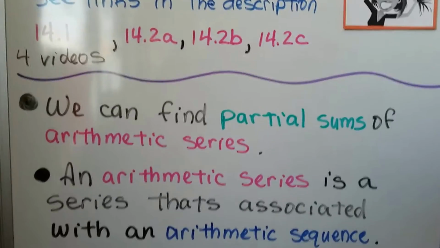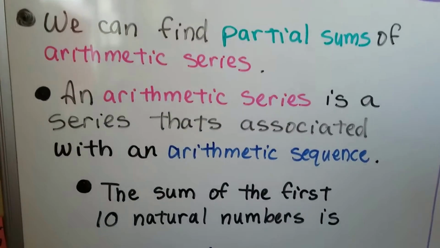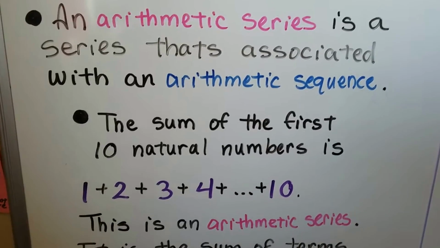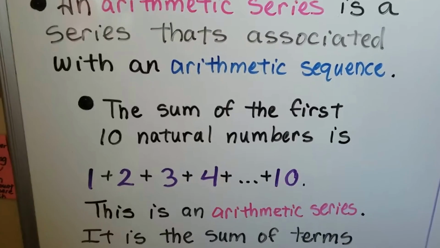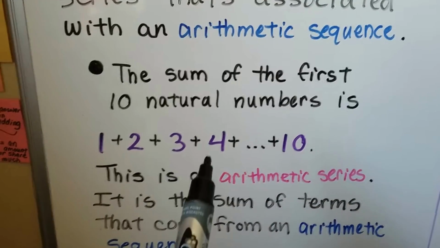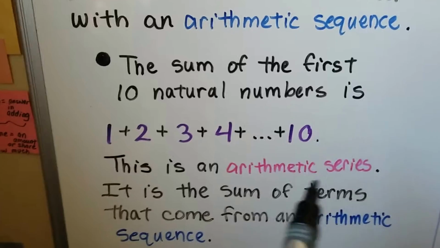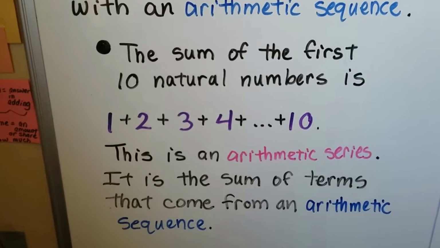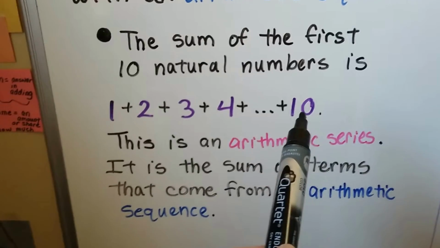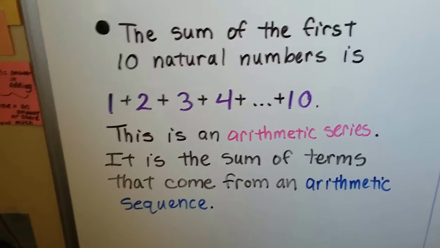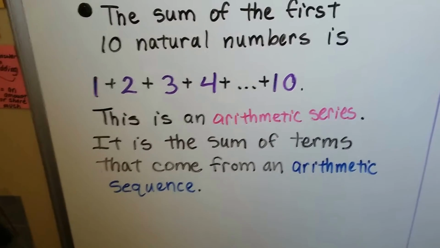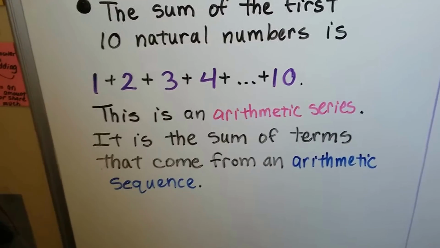We can find partial sums of arithmetic series. An arithmetic series is a series that's associated with an arithmetic sequence. The sum of the first 10 natural numbers would be 1 plus 2 plus 3 plus 4 plus 5 plus 6, all the way up to plus 10. So we know a sub 1 is the 1, and a sub n would be the 10. We know it ends here. This is an arithmetic series, and it's a sum of terms that come from an arithmetic sequence.